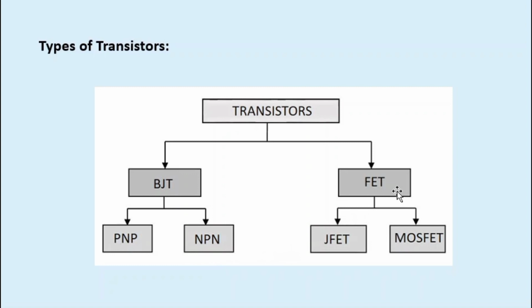Field effect transistor. A field effect transistor, shortly termed as FET, is a voltage-controlled device, unlike BJT, which is a current-controlled device. The FET is a unipolar device, which means that it is made using either P-type or N-type material as the main substrate. Its types are JFET and MOSFET. We'll discuss its detail in the next video.